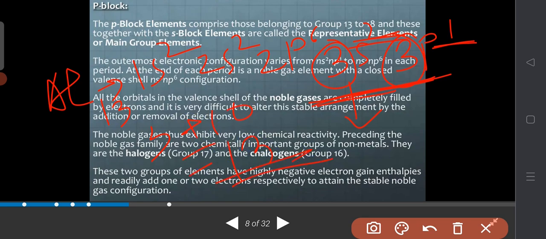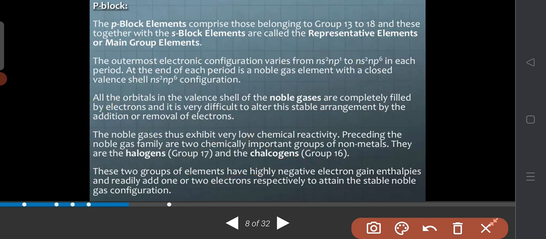Okay. So 13 to 18, suppose group number 18, we have the element neon. Neon has electronic configuration 1s2, 2s2, 2p6. So the last 6 electrons are present in the p orbital. That is why it is considered a p block element. So in this way we can divide them into s block and p block elements.